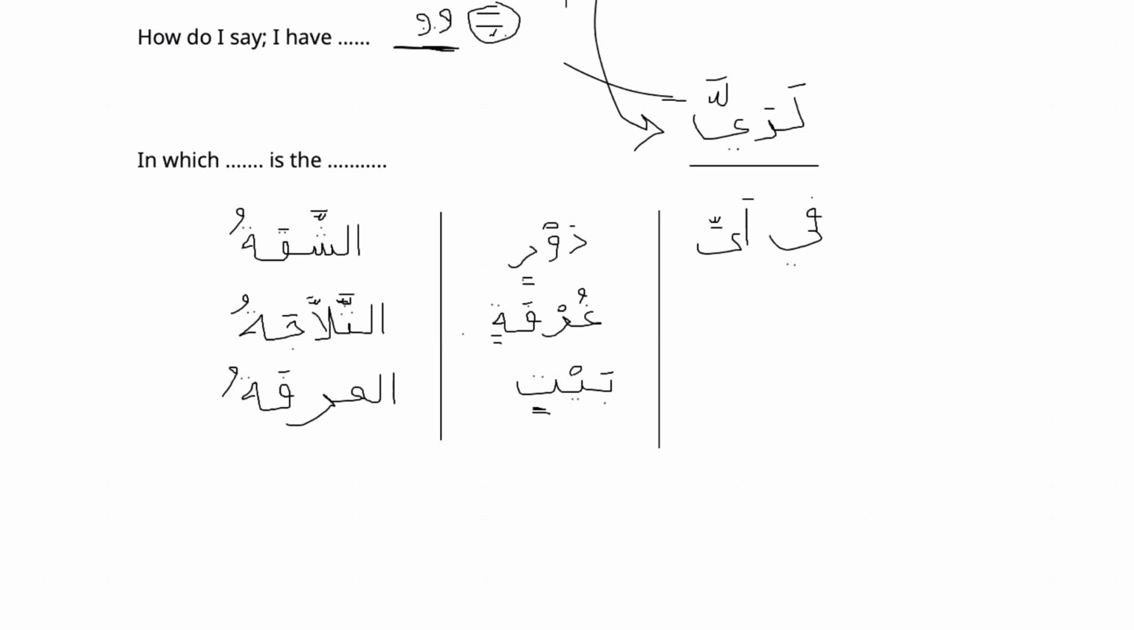So in which dash do we have dash. So in which something do we have something. A sentence of this form, that is what we are going to learn. So fi ayyi. Okay, fi ayyi. Now in Arabic, fi is in. Okay, fi is what's in, and then ayyi.